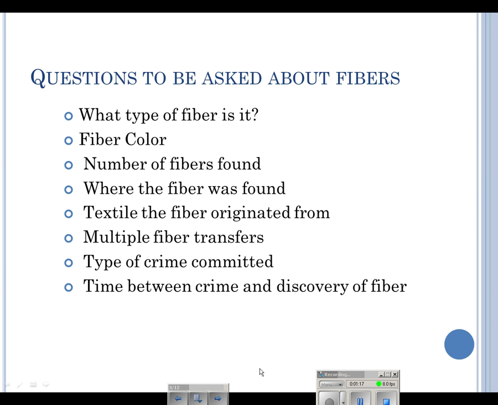So when fiber evidence is found, there's some questions that need to be asked. First of all, what type of fiber is it? What is the fiber color? How many of the fibers were found? Where were they found? The textile that the fiber originated from, was it from clothing, a carpet, a rope? Were there multiple fiber transfers? The type of crime that we're looking at, and the time between the crime and the discovery of the fiber.